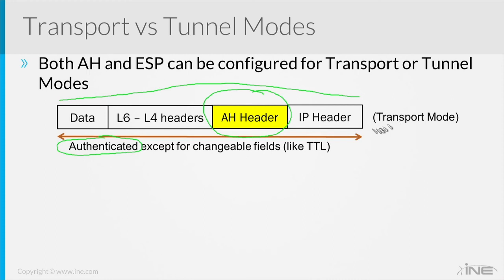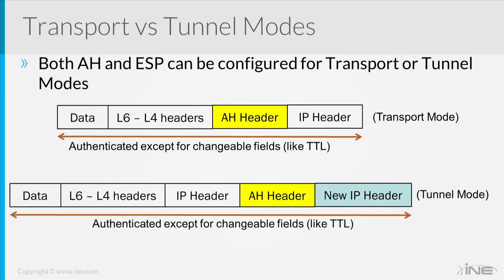Now notice, in transport mode, our original IP header is left exposed. It's not changed in any way. Now, if I was using authentication header in something called tunnel mode, what that does is instead of my header being placed after the original IP header, now my header is placed before the IP header. So this is the original IP header right here, and we put a new IP header in front of it.